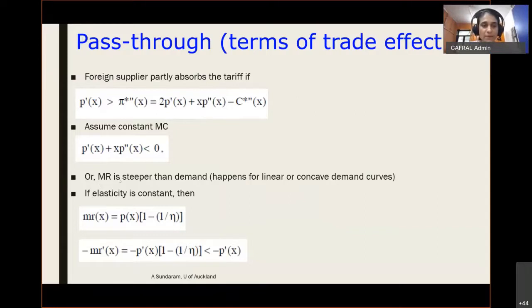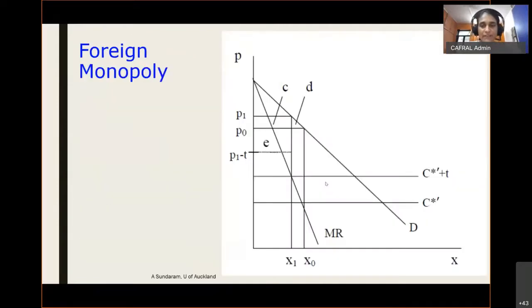So as long as marginal revenue is steeper than demand, which we know happens for linear demand curves, right? So as long as we have a demand curve that looks linear like this, so that the marginal revenue curve is steeper, then we are going to get imperfect pass-through. So suppose we start with marginal cost C star for the monopolist, right? So at that point, the monopolist sells at X naught quantity, and the price is going to be P naught.